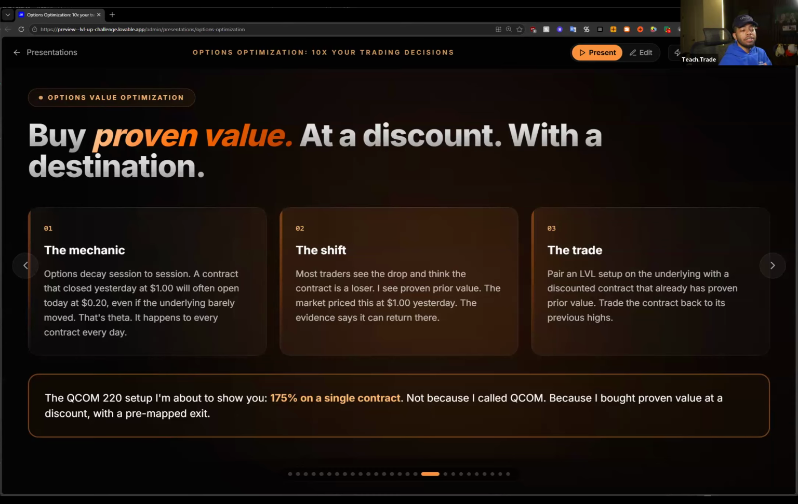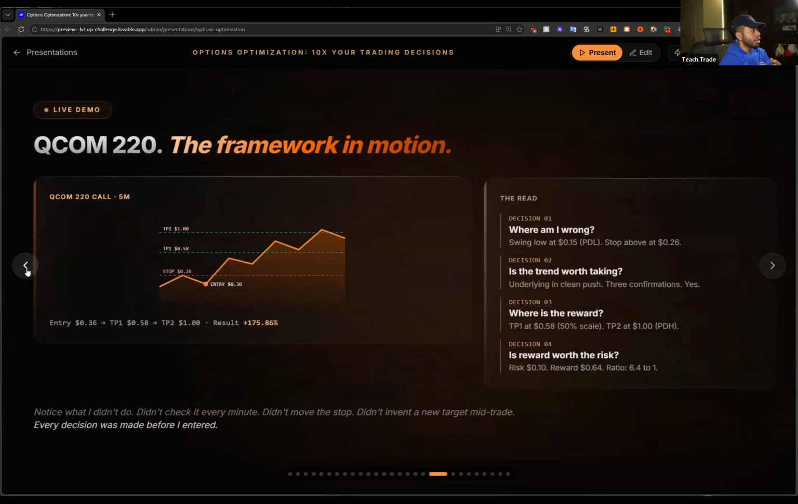So then the trade isn't, will the options contract go up? The trade becomes, can I get that contract back to where it was already valued while the underlying triggers an LVL setup, right? As we walk through those same decisions in the framework, right? So now the optimization becomes about how we apply our decisions to a contract itself.